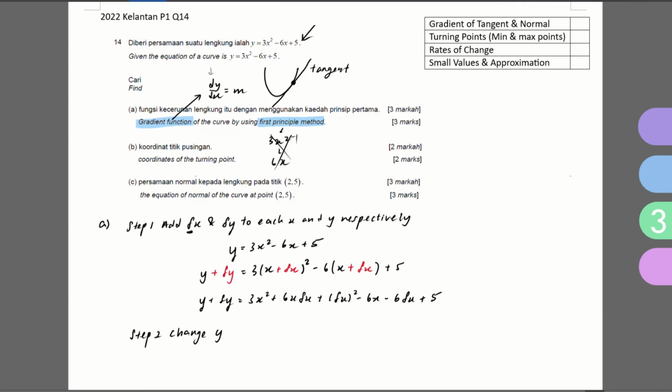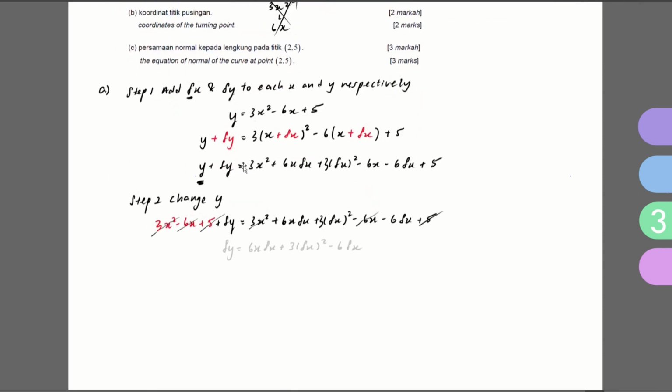So step number 2, which is to change our y. So this y, we need to substitute the original equation, which is 3x squared minus 6x plus 5. So you may notice those in red also appear on the right side as well. So here we can actually cross off each other. So the 3x squared, the negative 6x, and the plus 5. So this will be the simplified version.